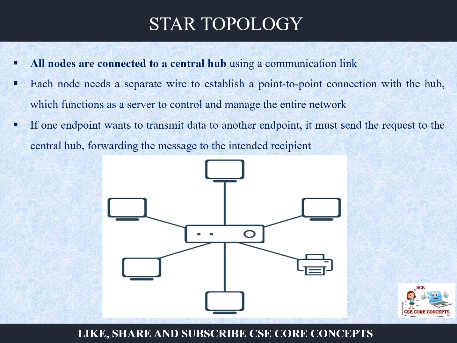Then comes your star topology. All the nodes are connected to a central hub. There is a central hub, and using the communication link, all the nodes are attached to it. Each node needs a separate wire to establish a point-to-point connection with the hub, right? So with the hub, you have a direct point-to-point connection. And if one node wants to send data to another, it has to send it to the central hub, and the central hub will forward it to the next node.